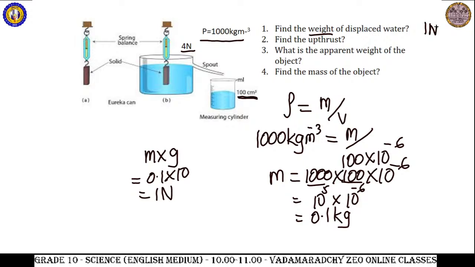Next question, find the upthrust. As per the Archimedes principle, the weight of displaced water is equal to upthrust. So 1 Newton is equal to upthrust. The upthrust is also 1 Newton. Third question, what is the apparent weight of the object? The apparent weight is a fact that was given, that is 4 Newton. And the final question, find the mass of the object. We have already found that, it is 0.1 kilogram.